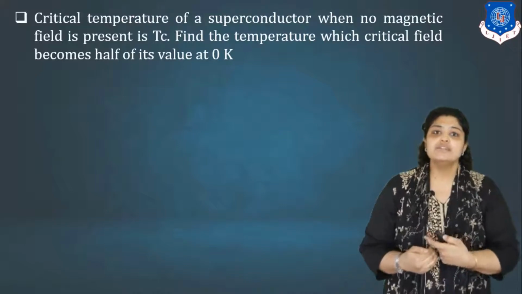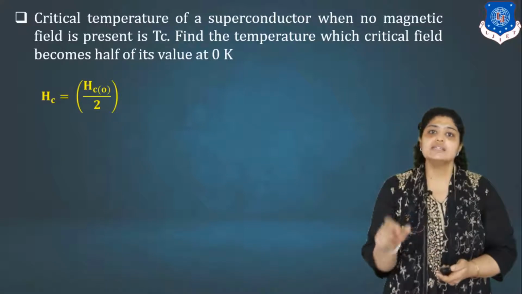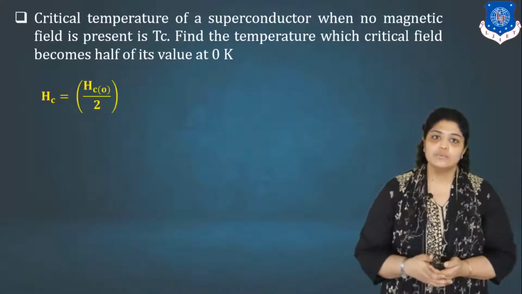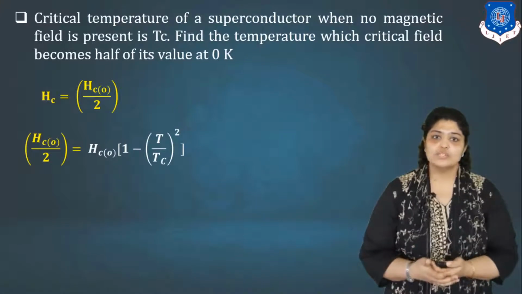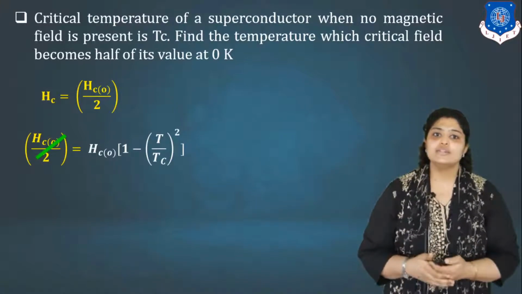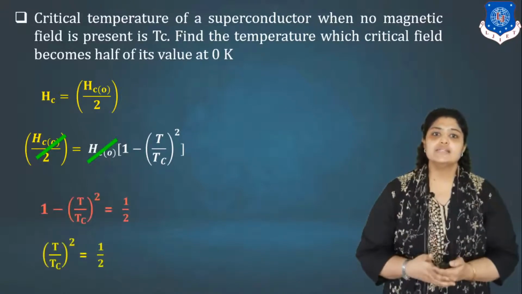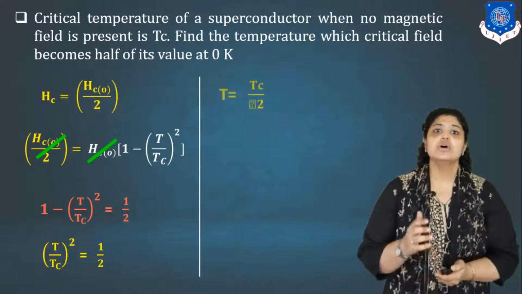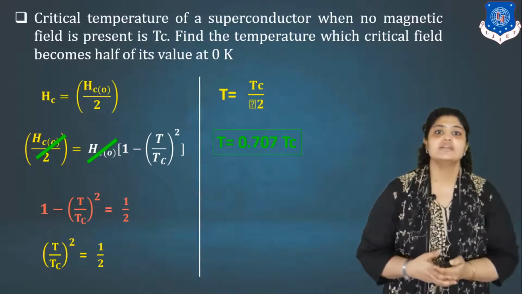What is the value of critical field at 0 Kelvin? Hc0. So according to the question, we have Hc equals Hc0 by 2. We know the equation of Hc as Hc0 times (1 minus T by Tc) the whole squared, wherein we can cancel out Hc0 from both sides, and we finally get (T by Tc) squared as 1 by 2, or we can say T equals 0.707 Tc. This was just a glimpse about types of superconductors and some of the numericals from the chapter.